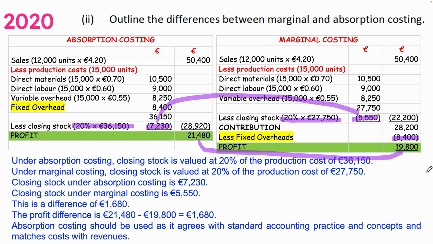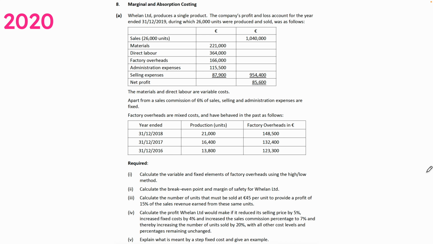And it says that absorption costing should be used when preparing statements because it agrees with accounting standard practice and concepts and matches costs with revenues. So you'd have to mention all of those things there to get full marks in that part too. So that is the 2020 costing question complete.